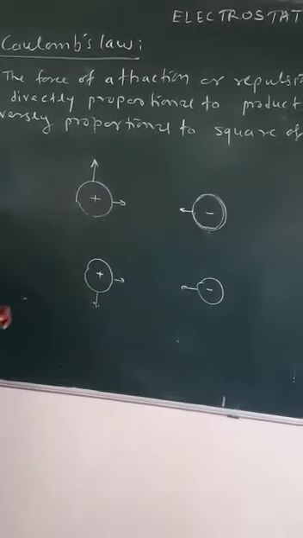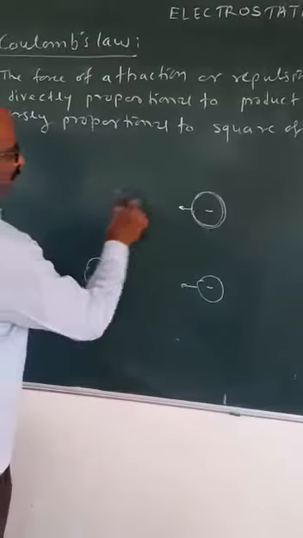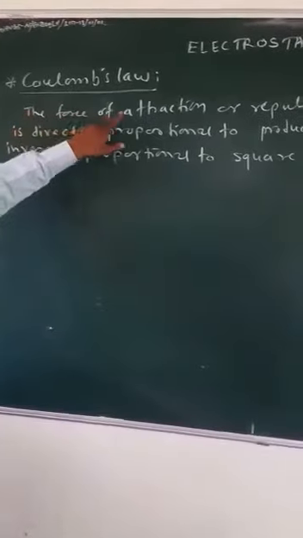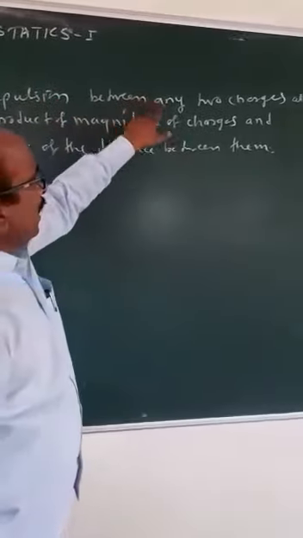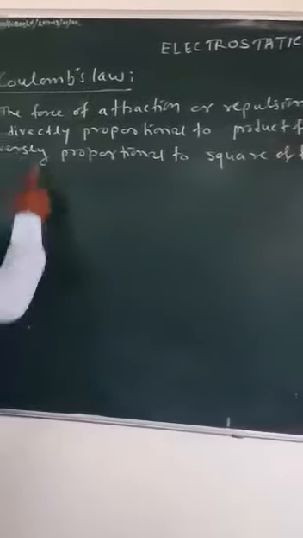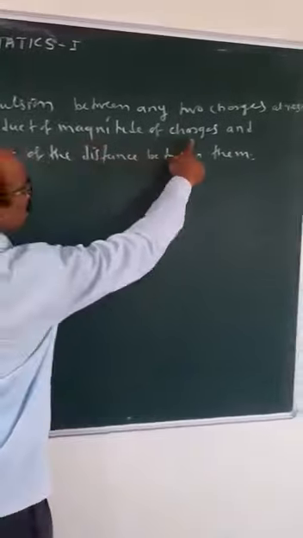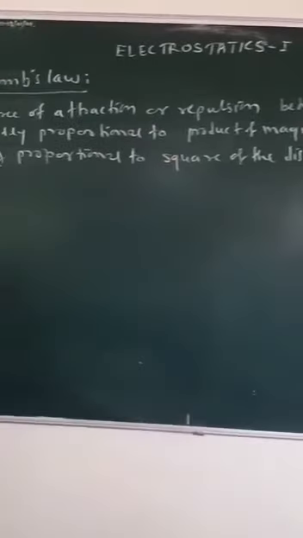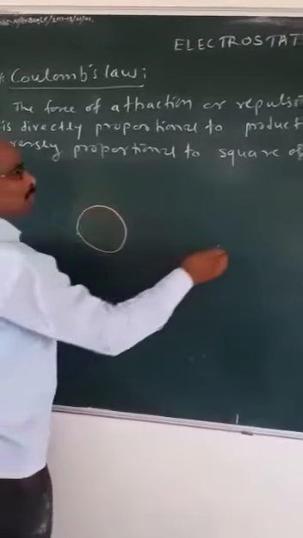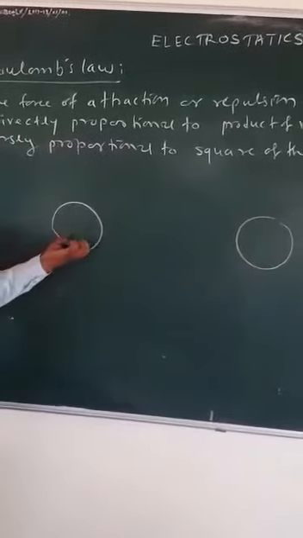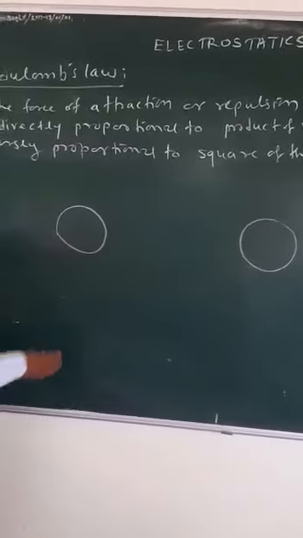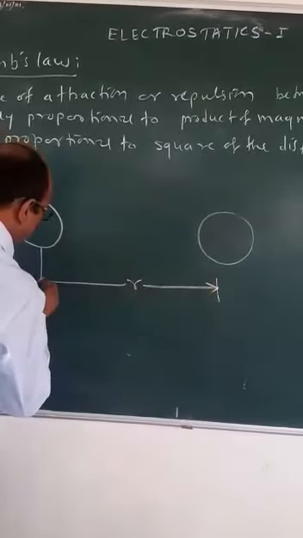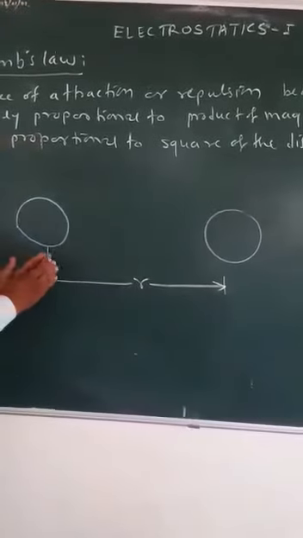This force, the magnitude of force, is given by the Coulomb's law, and it states that the force of attraction or repulsion between any two electric charges at rest is directly proportional to the product of magnitude of charges and inversely proportional to the square of the distance between them. इसका मतलब चार्ज जितना बड़ा है उतना फोर्स भी बड़ा है, चार्ज जितना छोटा है उतना फोर्स भी कम है, and the force also depends upon the distance between the two charges. डिस्टेंस ज्यादा है तो फोर्स कम है, डिस्टेंस कम है तो फोर्स ज्यादा है.